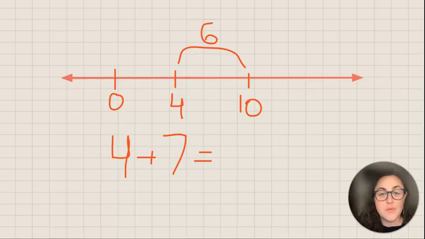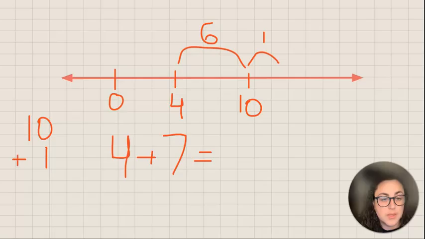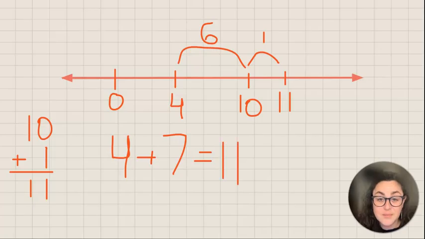But I'm not adding 4 plus 6. I'm adding 4 plus 7. So then the next thing I'm going to think is, okay, from 6, how many more to 7? Oh, I know, it's 1. And it's much easier to add 10 and 1 because anytime there's 1 in the ones place, I'm just going to put whatever I'm adding as the answer, right? So 10 plus 1 is 11, which means 4 plus 7 is 11.